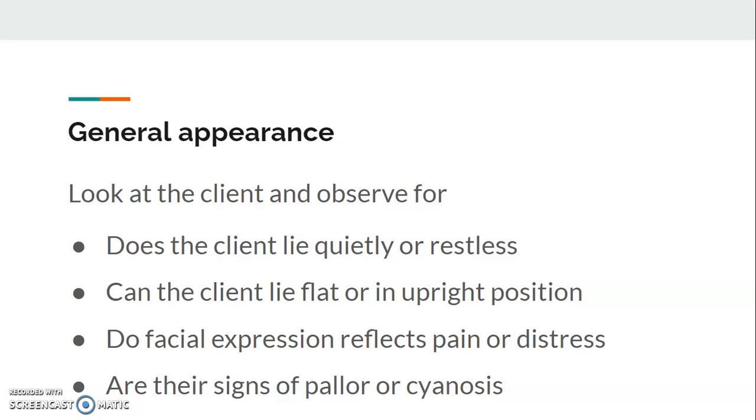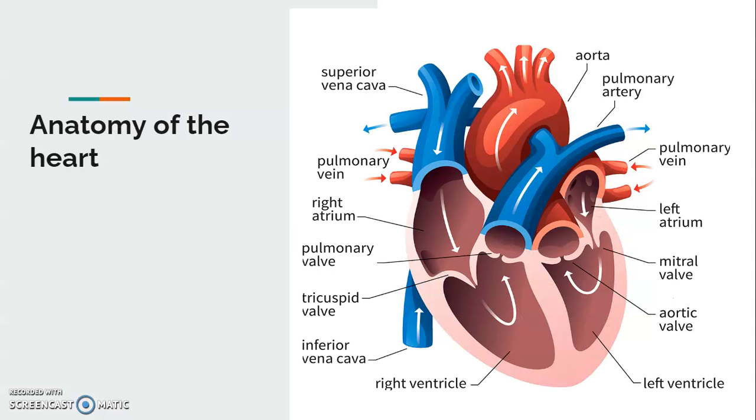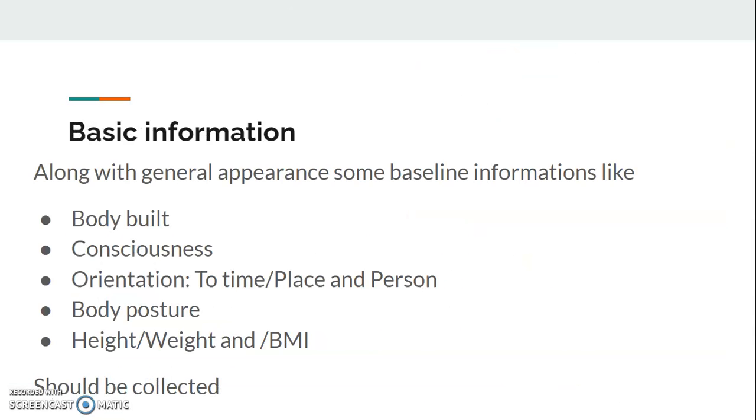Once you enter the patient's room or come near the client, you should start your physical examination or observation. You just watch the patient for whether he is lying quietly or restless, whether he is lying flat or in a Fowler's or upright position. How is his facial expression? Does he have pain or distress? Are there any signs of pallor or cyanosis in the face? So before starting the assessment, you should start doing the observations.